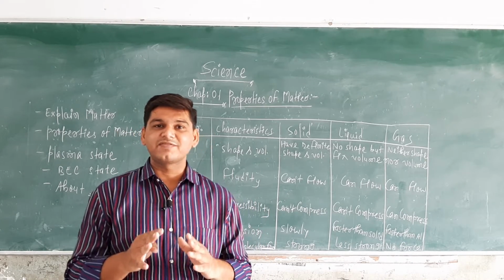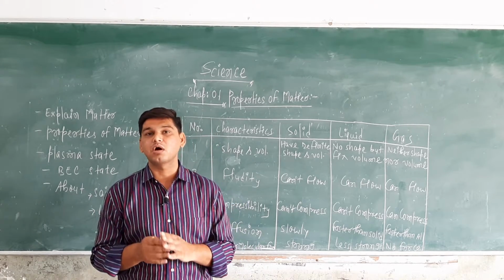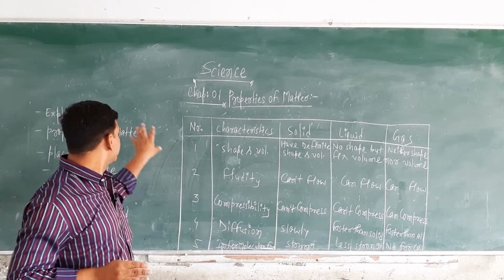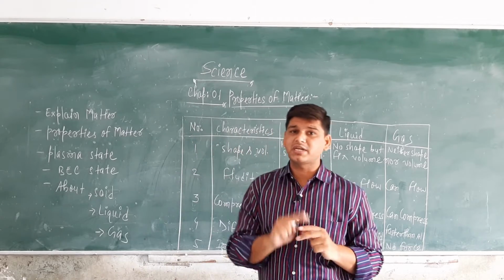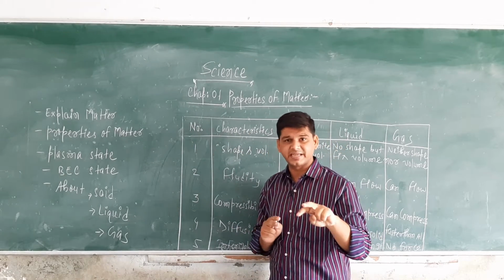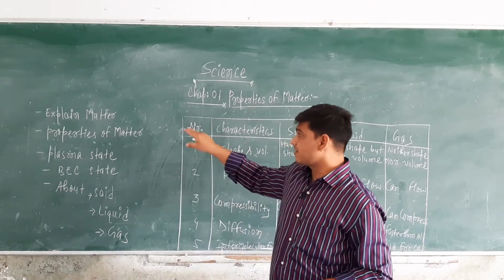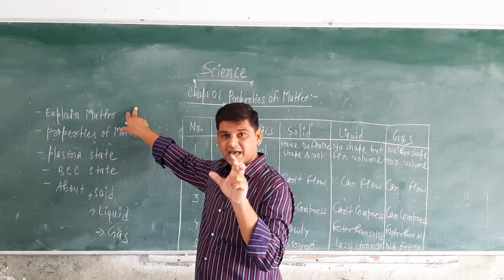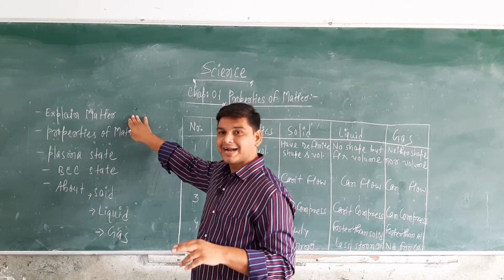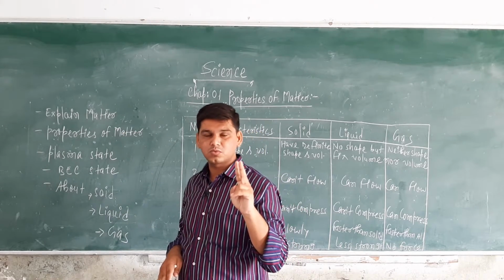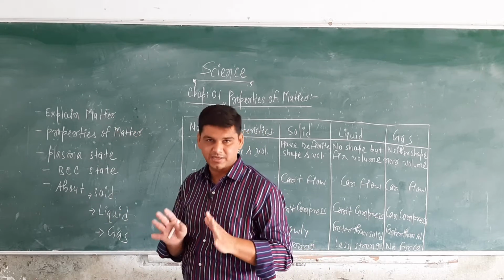Anything which has a specific shape and size, has a specific mass and occupies space is called matter. That is the simple definition of matter. Now, matter can be classified into two types, on the basis of physical properties as well as on the basis of chemical properties, right? So, matter can be classified into two forms: one on the basis of physical properties, another on the basis of chemical properties.